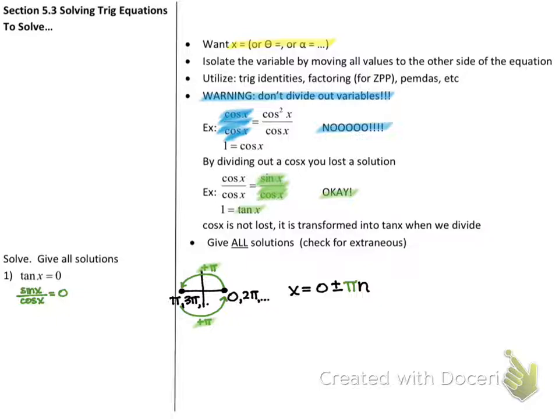So 0, pi, 2 pi, 3 pi, 4 pi, 5 pi, 6 pi, so on and so forth forever. Minus pi, negative 2 pi, negative 3 pi, negative 4 pi, so on and so forth. So instead of us having to attempt to write all of them out, we just give a nice, neat little package. Okay, let's take a look at the next guy here.